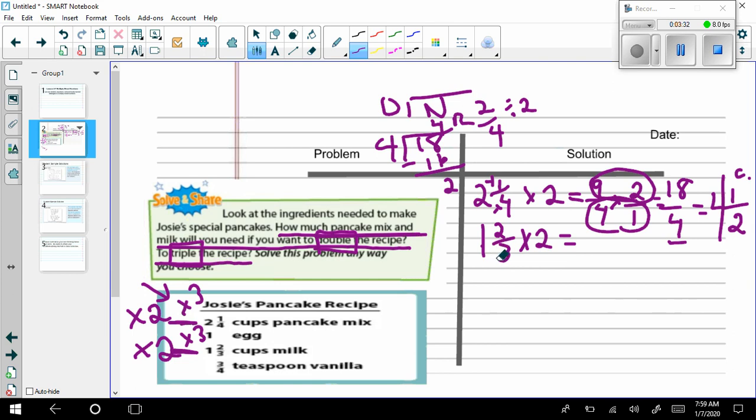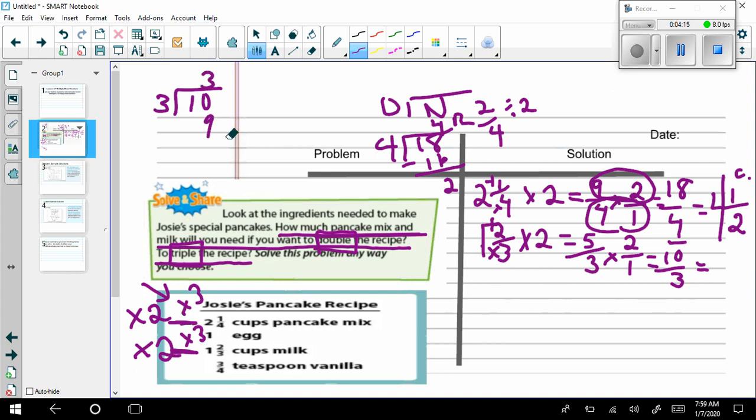If it's a mixed number, we're going to have to make it improper before we can multiply. So 3 times 1 is 3, plus 2 is 5. So we have 5/3 times 2. When you multiply by a whole number, you place a 1 underneath it because that's not going to change the value of it. And then 5 times 2 is 10, and 3 times 1 is 3. So now we have 10/3. That is improper, so we need to change that into a mixed number. So we're going to divide 10 by 3. And 3 goes into 10 3 times.